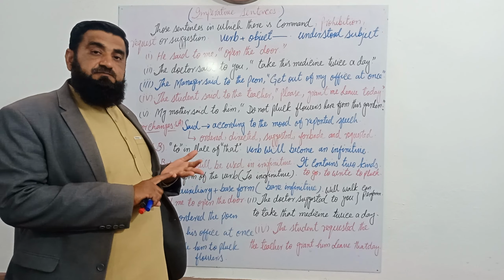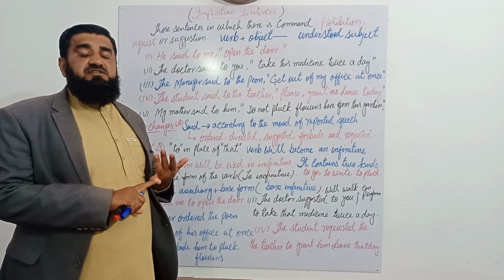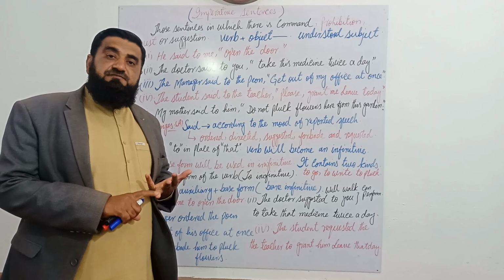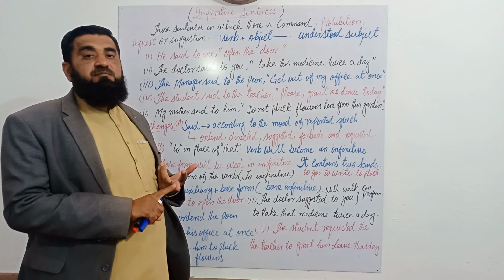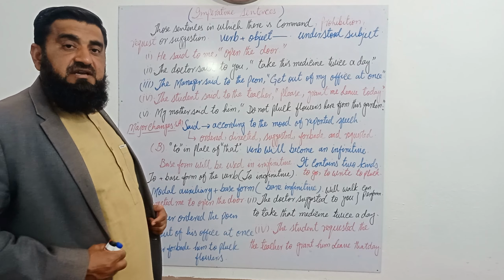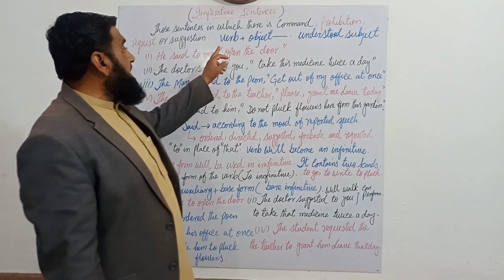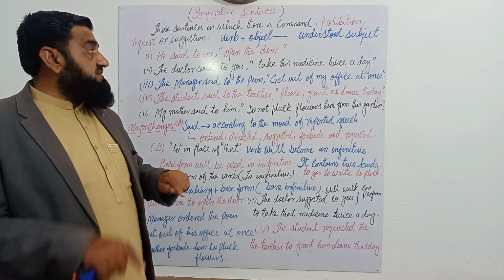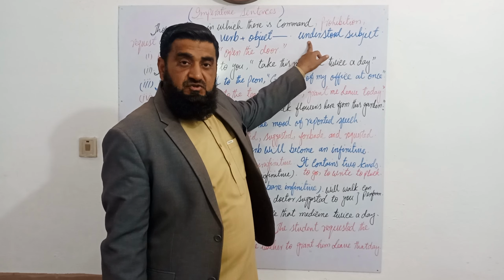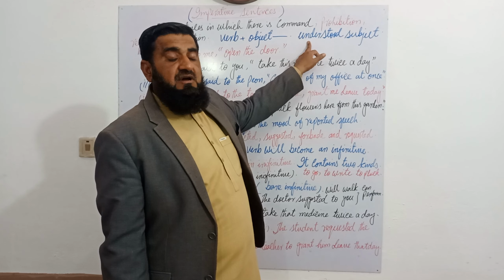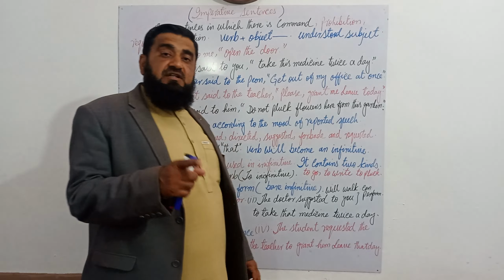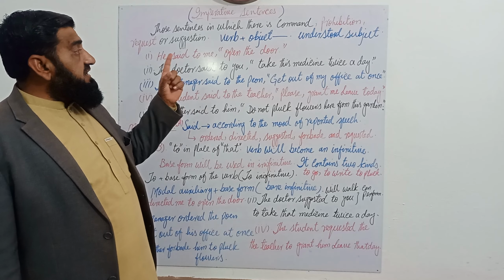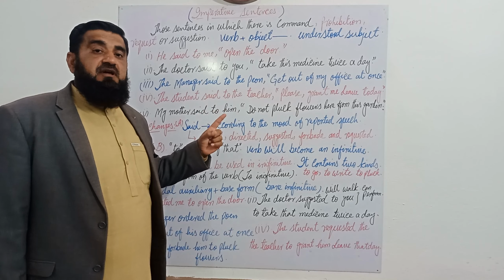So keep in mind, these sentences will be started from the verb. There will be an object after the verb. At the end there will be a full stop. Such like sentences we will call imperative sentences. In all imperative sentences, the subject will be understood, and this understood subject will be in the form of you, because there is command. In command we are giving order.